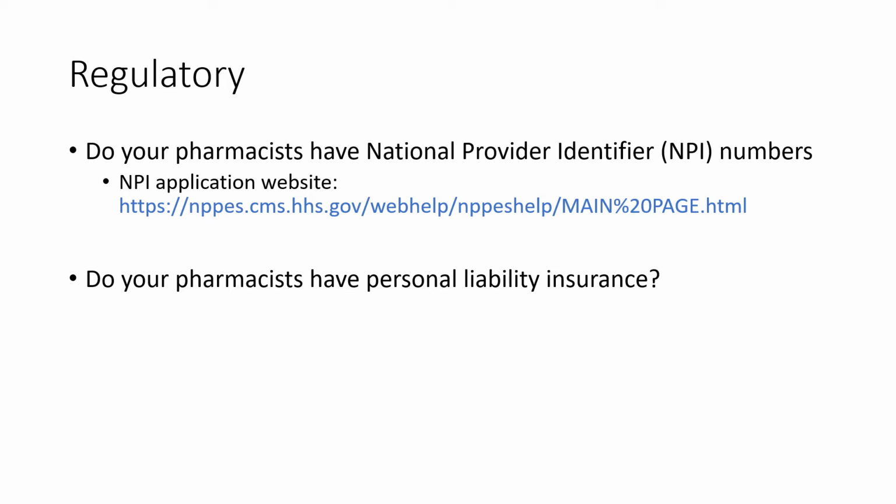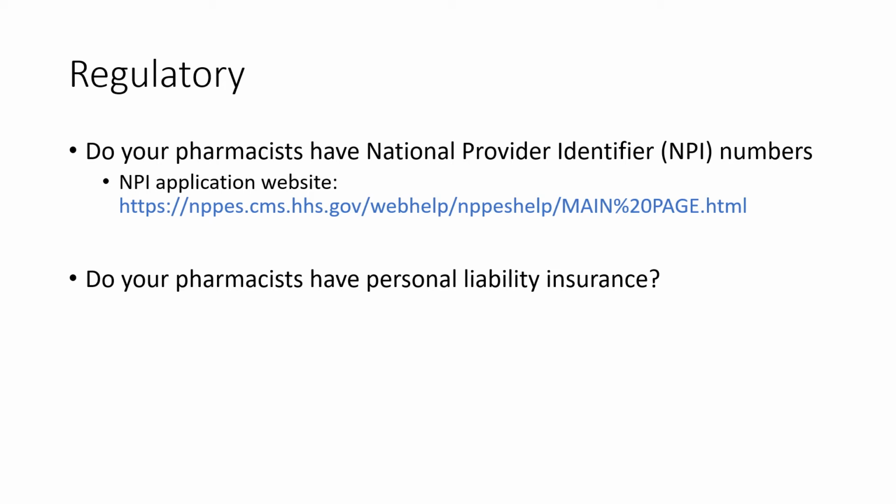The next consideration is whether your pharmacists have their National Provider Identifier, also known as NPI. An NPI is a unique 10-digit identification number for covered healthcare providers that is required for administrative and financial transactions adopted under the Health Insurance Portability and Accountability Act, or HIPAA. As part of HIPAA, providers must share their NPI with other providers and health plans or any entity that may need to utilize the NPI for billing.